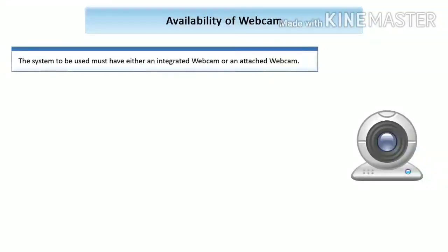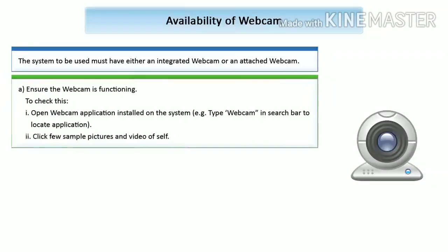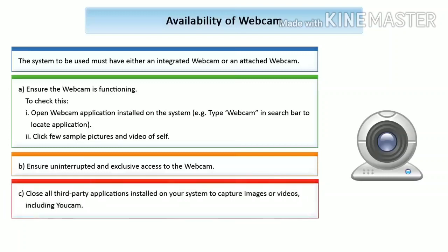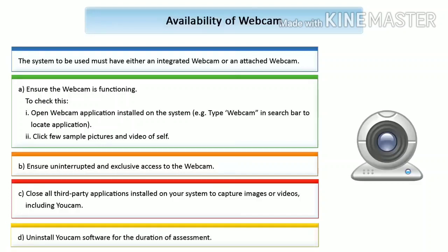Availability of webcam. The system to be used must have either an integrated webcam or an attached webcam. Ensure the webcam is functioning. To check this, first open the webcam application installed on the system, for example type webcam in search bar to locate the application. And then, click View Sample Pictures and Video of Self. Ensure uninterrupted and exclusive access to the webcam. Close all third-party applications installed on your system to capture images or videos, including UCam. Uninstall UCam software for the duration of assessment.